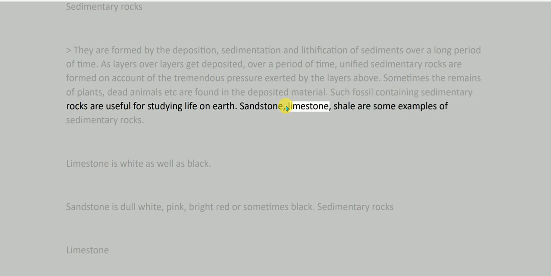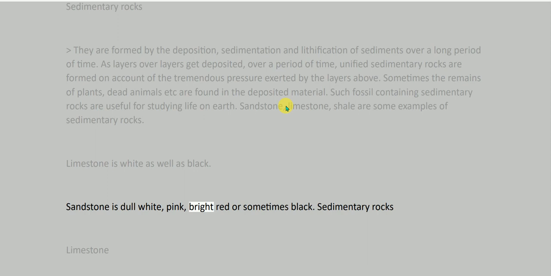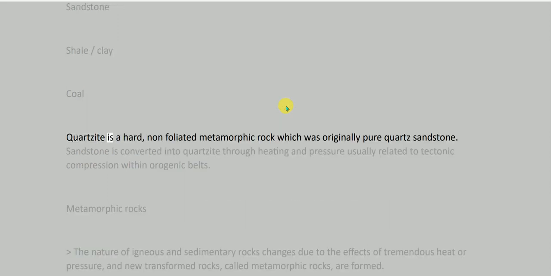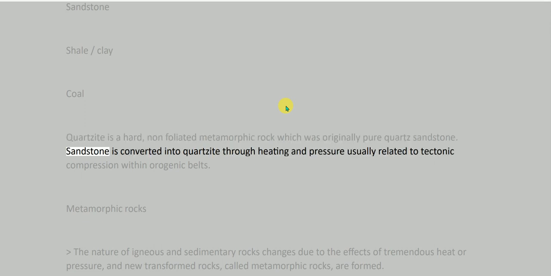Sandstone, limestone, shale are some examples of sedimentary rocks. Limestone is white as well as black. Sandstone is dull white, pink, bright red or sometimes black. Sedimentary rocks: limestone, sandstone, shale, clay, coal. Quartzite is a hard, non-foliated metamorphic rock which was originally pure quartz sandstone. Sandstone is converted into quartzite through heating and pressure usually related to tectonic compression within orogenic belts.